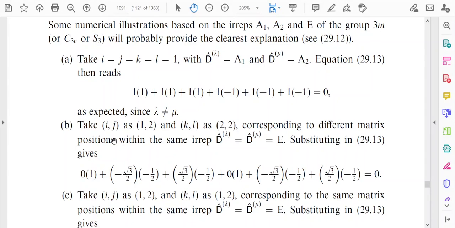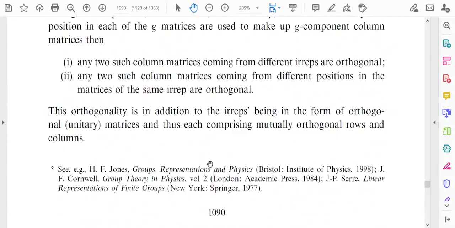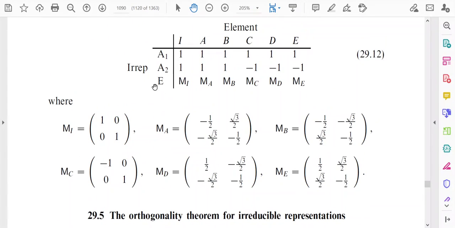Now suppose we take ij as 1 2 and kl as 2 2, that is we are considering different elements, but the representation is the same. Suppose lambda and mu are both E. Now ij is 1 2 and kl is 2 2. Suppose you again see the representation. So this is E, this set of matrices, and you have to find the product between the 1 2 element and the 2 2 element. What is the 1 2 element? That means row 1 and column 2. For example, for the first matrix, this is the 1 2 element. And what is the 2 2 element? This is the 2 2 element.